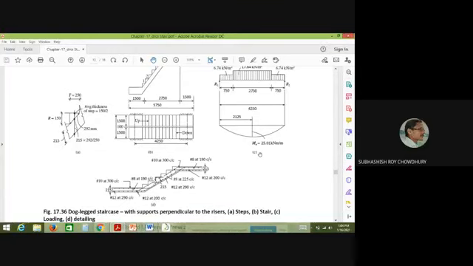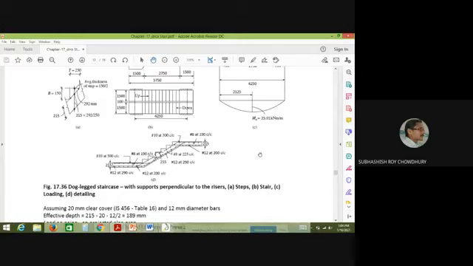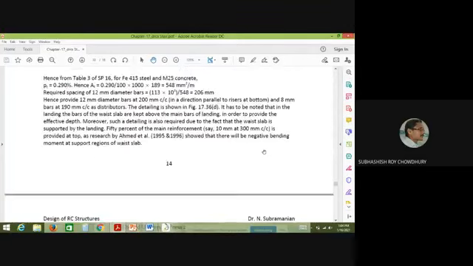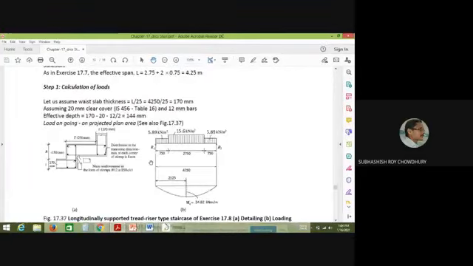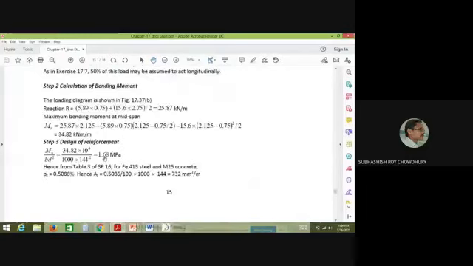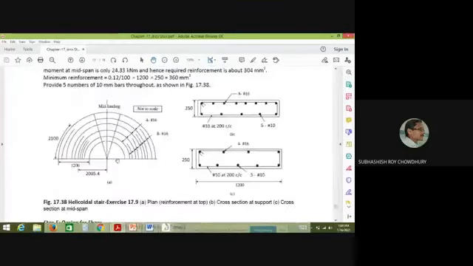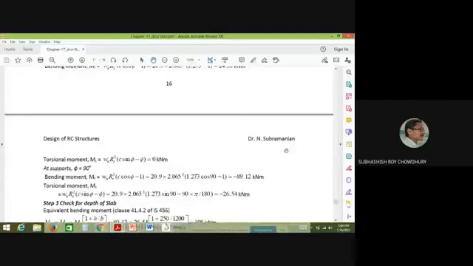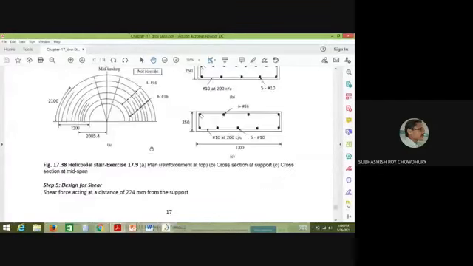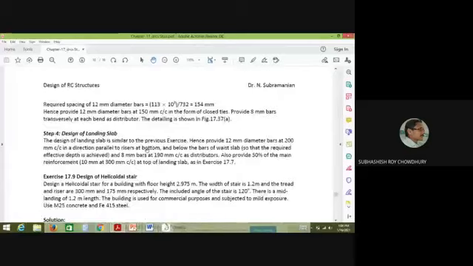So these two type problems are very common. That's why I am showing you this one. Obviously, there are other examples also. I will share this document with you. Okay, it is taken from the book of N. Subramanian. So here other type of designing is there. We are not entering into that part.